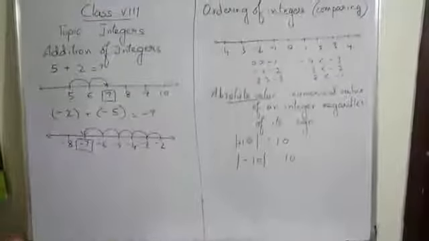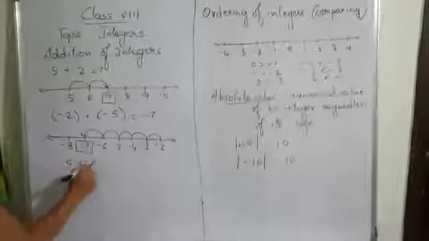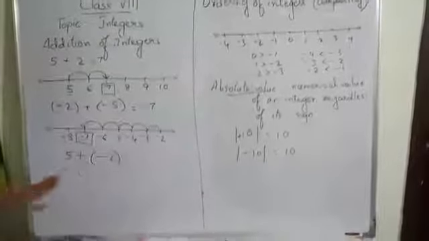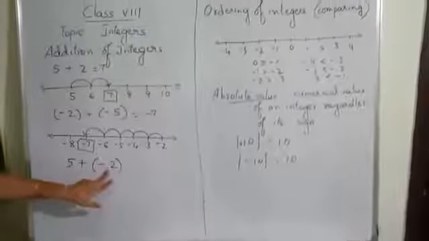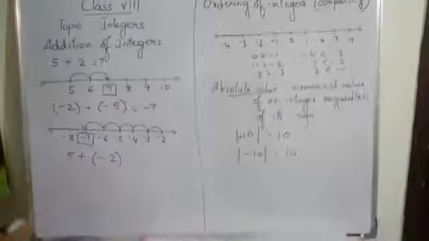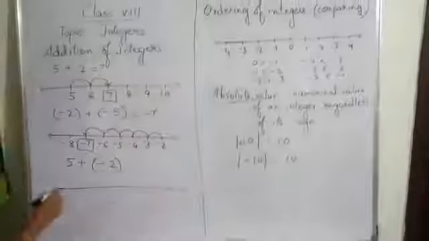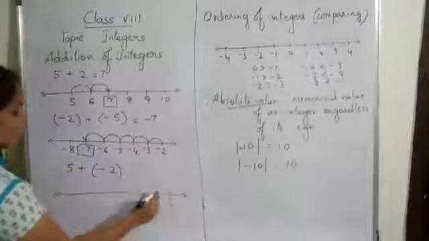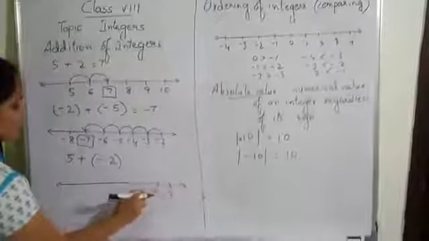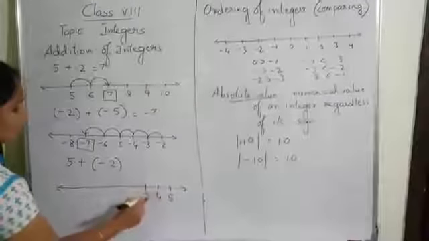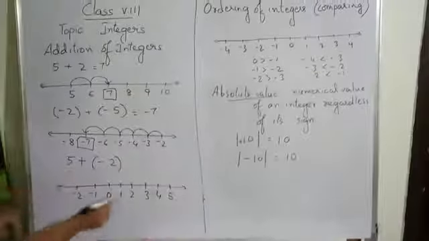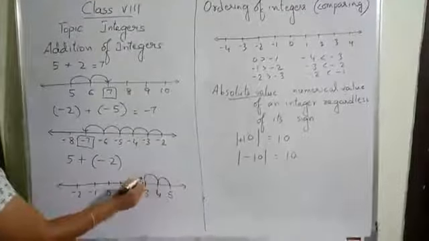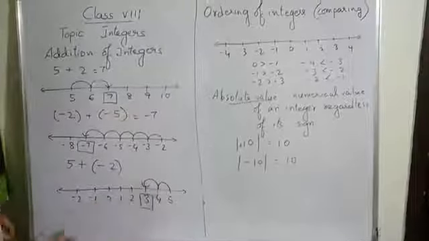Let us take another example. 5 plus of minus 2. Start from 5 and you have to move left side 2 steps because it is minus 2. 5, 4, 3, 2, 1, 0. Start from 5 and move left side 2 steps. So what is the answer? 3.